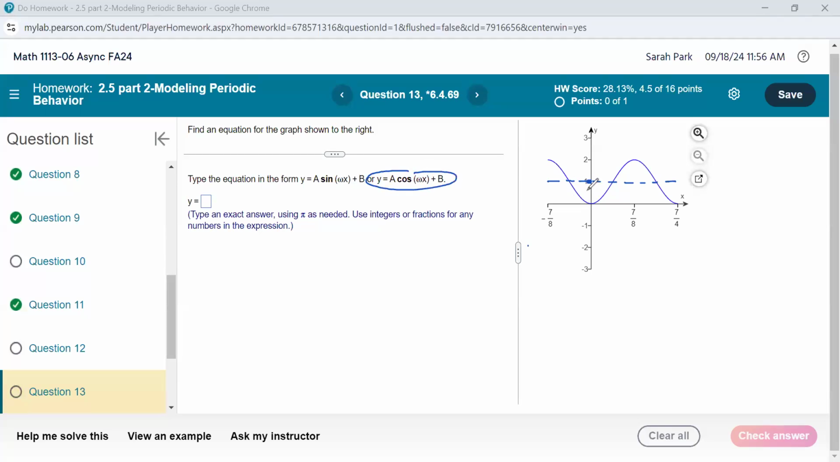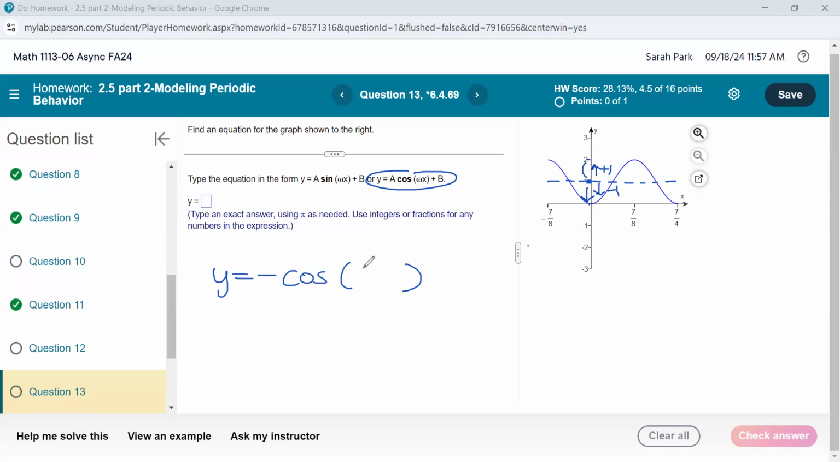And you can see it's starting at the dip, right? Not at the top. So if it starts at the bottom, this is going to be a negative cosine function. The amplitude is 1, from 1 to 2. You go up 1 and then down 1, so that's the amplitude. So I know it's going to be negative cosine of bx.